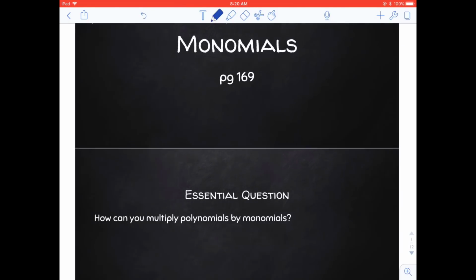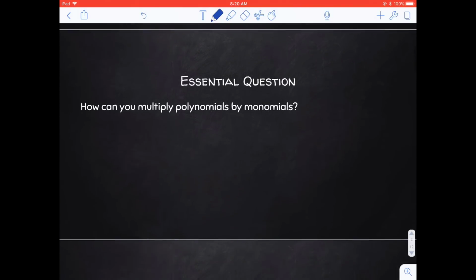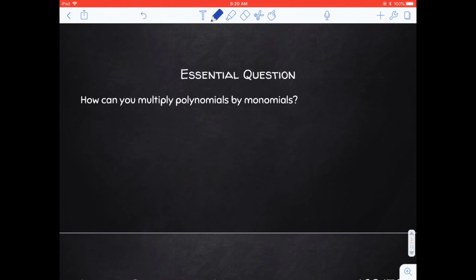And while you're turning there, our essential question for the day is how can you multiply polynomials by monomials? So remember, poly means many, and then monomial means one. So we're going to do some multiplying of a single term to single terms, to binomials, two terms, trinomial, three terms, and may even get into four-term multiplication with a monomial. So I want you to think about that question because you're going to have to answer something similar to that at the end of the lesson. So have that idea as we go through this whole lesson here.